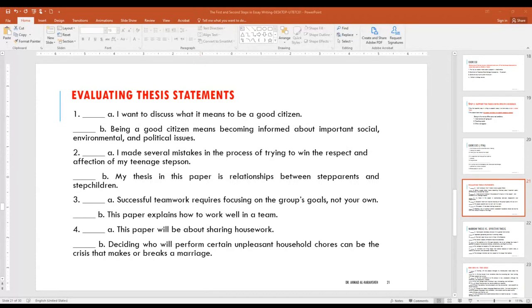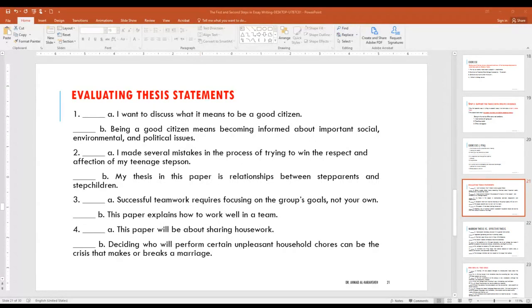Do you remember when we say that your thesis statement should be a statement rather than an announcement? Look at the 2 sentences here. I want to discuss what it means to be a good citizen. I want to discuss, if you remember last time we said this is ineffective. Why? Because it is an announcement, right? This is an ineffective thesis statement.